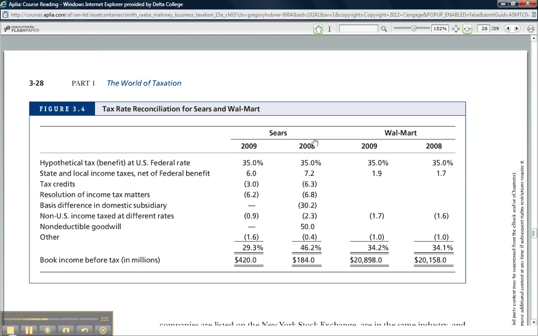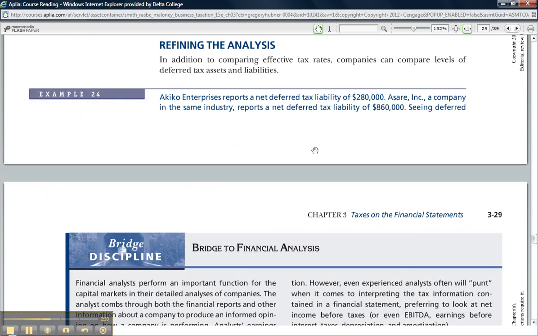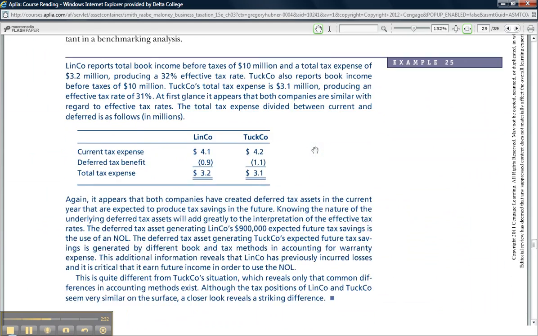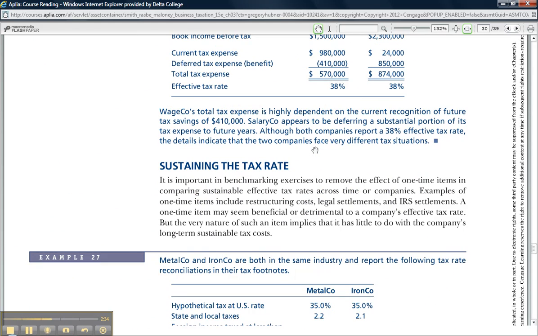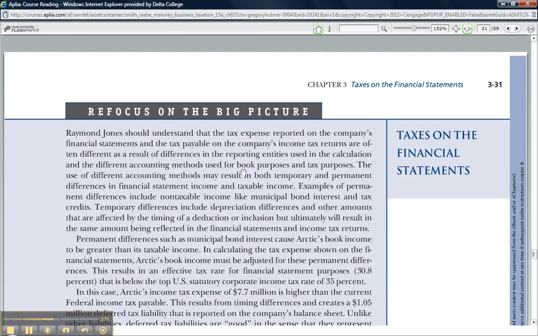And rate reconciliations from one year to the next will show whether a company is effectively managing its effective tax rate. And I think that is about it for this chapter. A little bit of reading toward the end, and then we get into the questions.